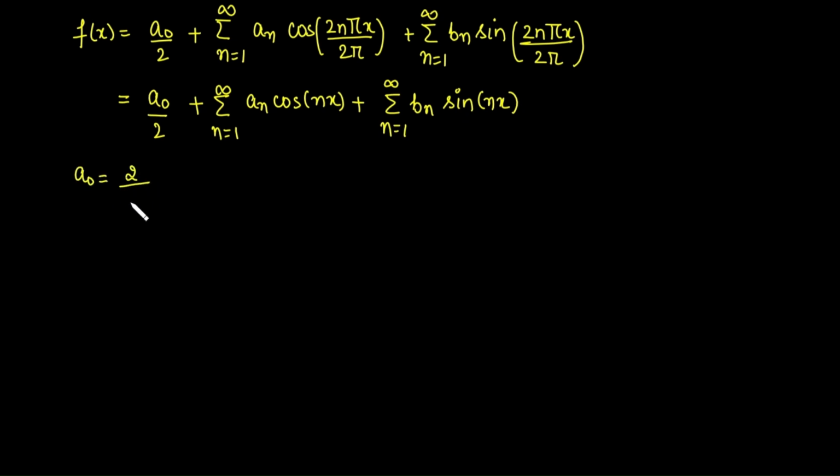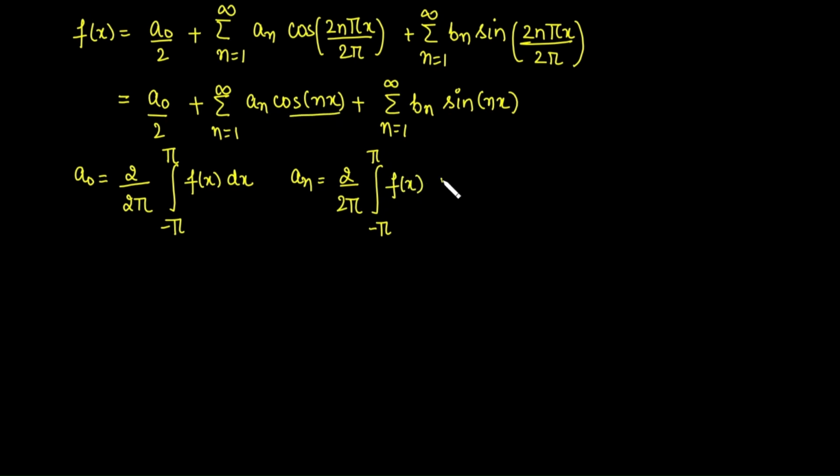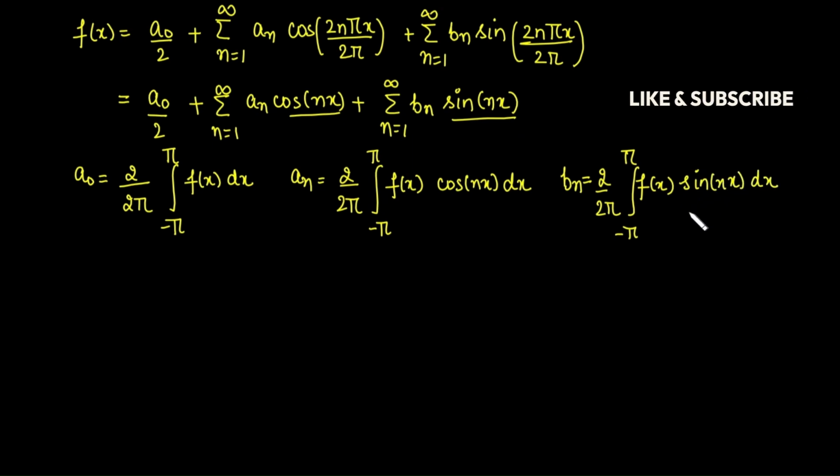where a naught is calculated as 2 upon the length of the interval, that is 2 pi, integration from minus pi to pi f of x with respect to x, and a n is calculated as 2 upon 2 pi, integration from minus pi to pi, this is basically the length of the interval, of the function multiplied by cos of nx with respect to x, whereas b n is calculated as 2 by the length of the interval, integration from minus pi to pi of the function into sin nx with respect to x.